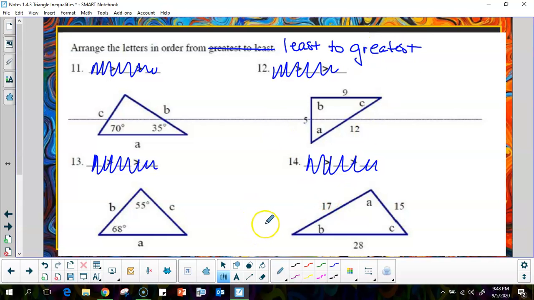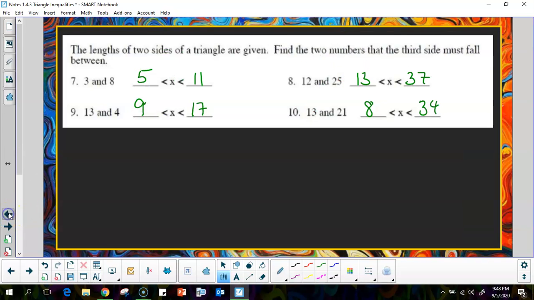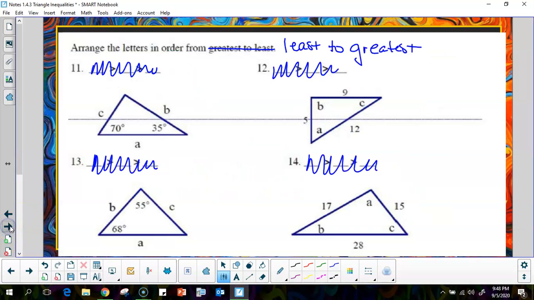I don't understand why they did greatest to least and did these greater than symbols when we just got through dealing with less than symbols. Because on these types of problems, I want you to know that these are always going to be less than symbols. And I don't want you to get confused with these greater than symbols. That's just weird.